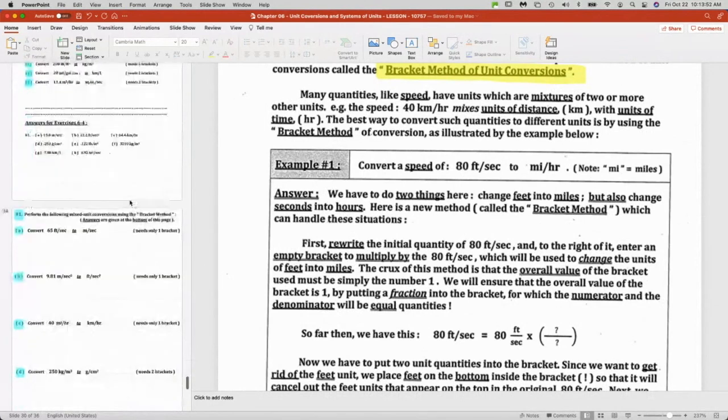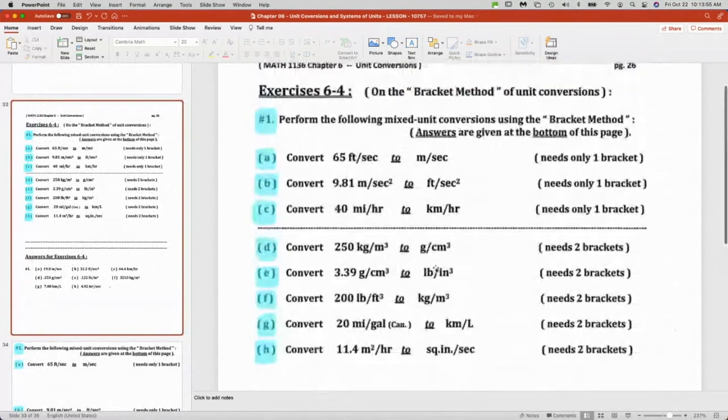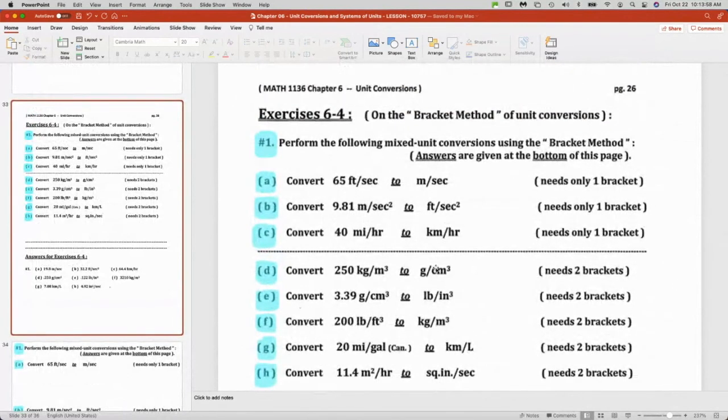But anyway, if you dip over to page 26, there's a whole bunch of questions here. There's 8 of them. And you can see that the author talks about 1 bracket or 2 bracket or whatever. And whether or not you do it exactly how they're saying, you can just follow the approach that I've shown you as well, which will work just fine.